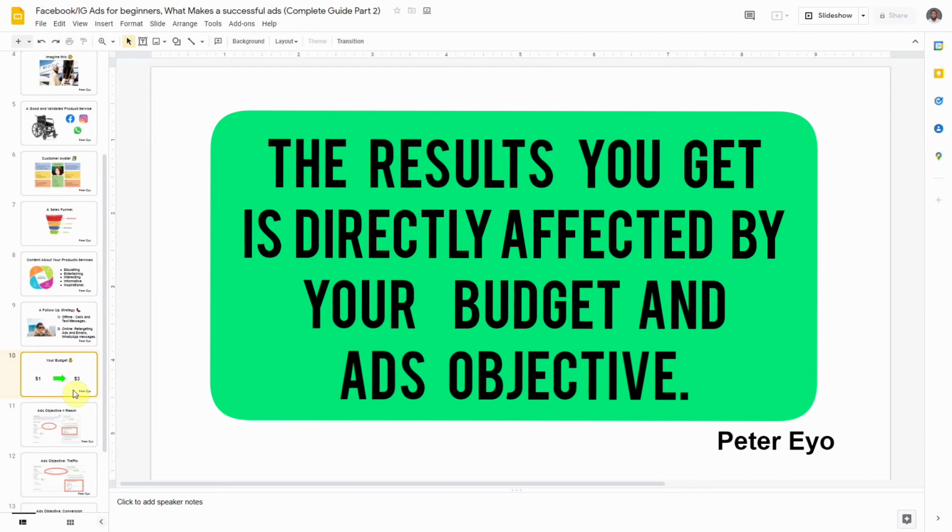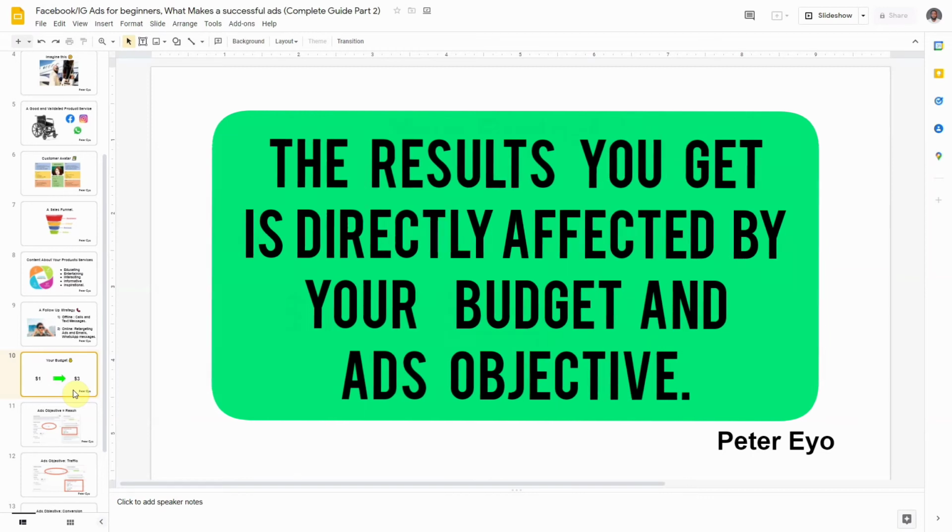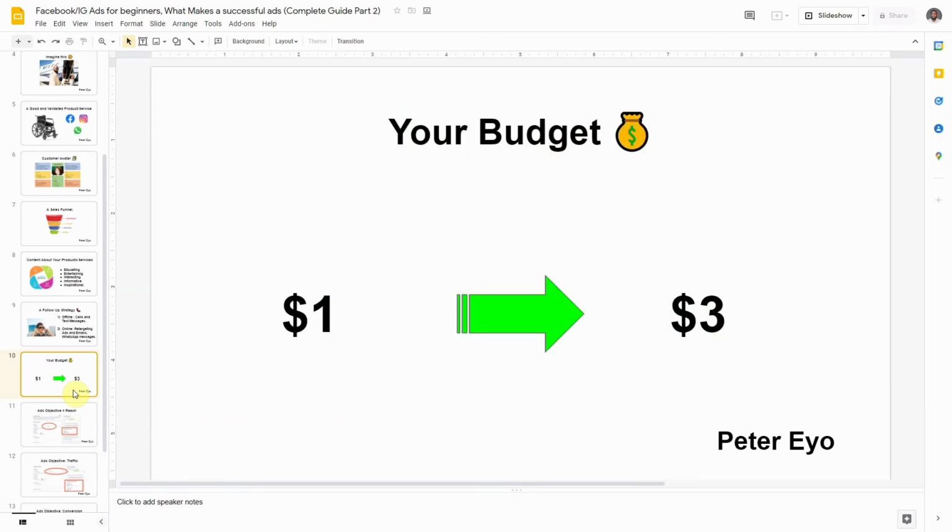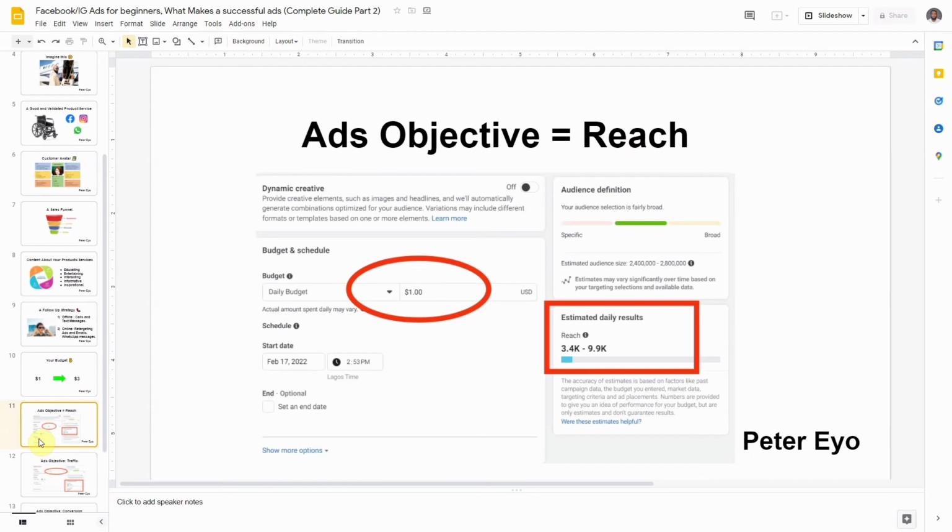The results you get are directly affected by your budget and the ads objective. Don't worry, I'm going to demonstrate that. Now, let's look at the first example.